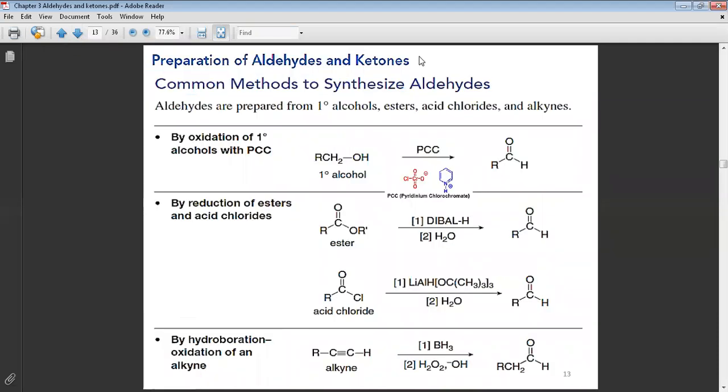Properties of aldehydes and ketones. Look, he said here the properties. Next is the preparation of aldehydes and ketones. We take the properties here. Okay, preparation of aldehydes and ketones.